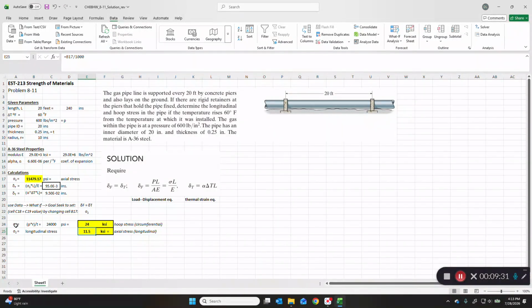And then what about sigma 1, hoop stress? Well, that's an easier calculation. It's just PR over T. P is the pressure in PSI, R is the radius in inches, T is the thickness of the pipe. So you just do that algebraically. It's 24,000 PSI, which is 24 KSI. And we've solved the problem here.